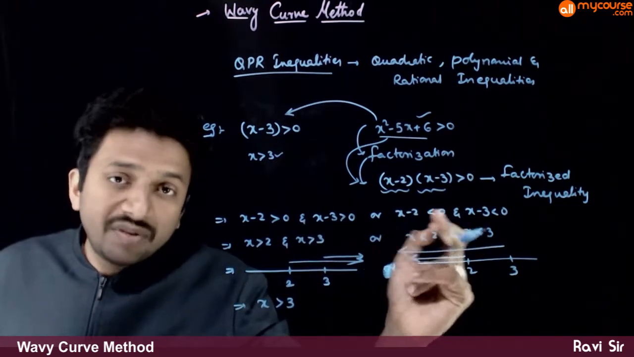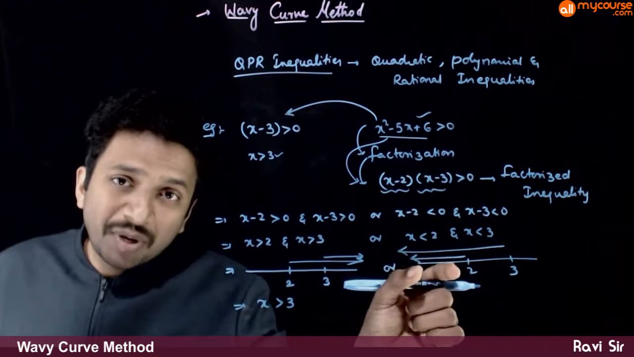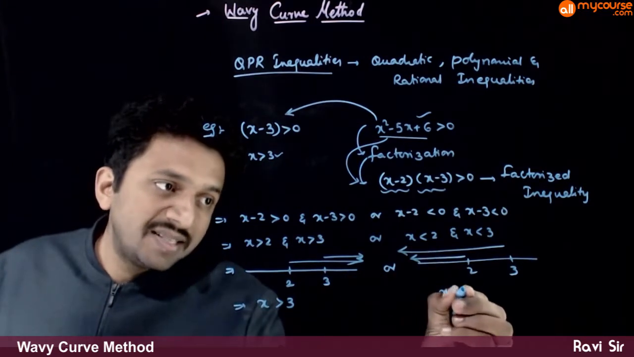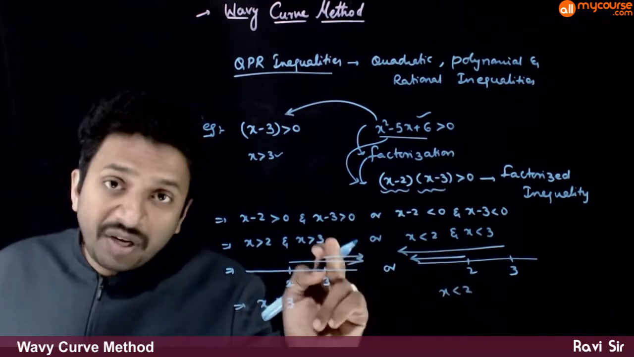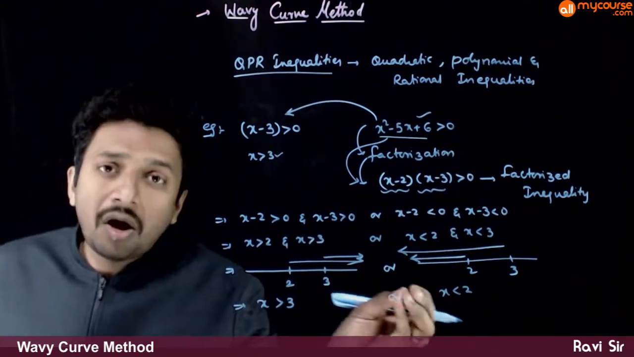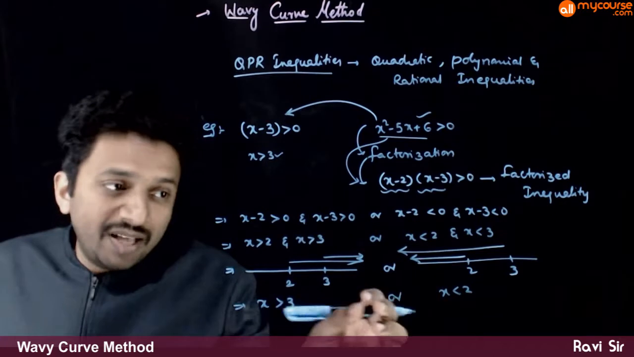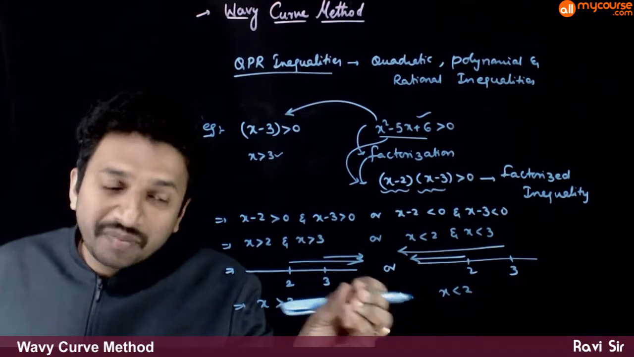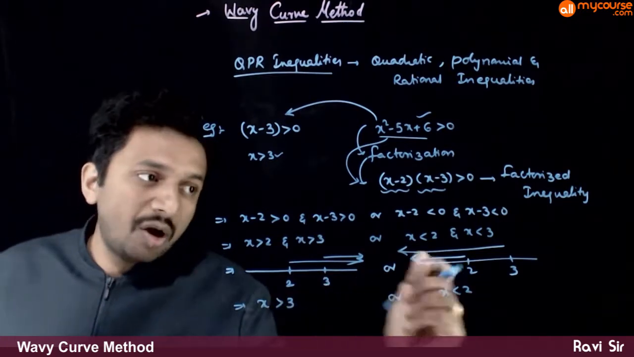This and this, both of them have to be satisfied. So what is the common solution? X is less than 2. So now in between these two, you have an or. That means x is greater than 3 or x is less than 2. That means or represents union. So you have to take either this solution or this solution.